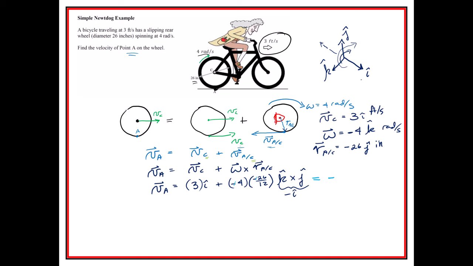What is 4 times 26 divided by 12? Should do this at home. 4 times 26 divided by 12. That's, and did I get the right thing?